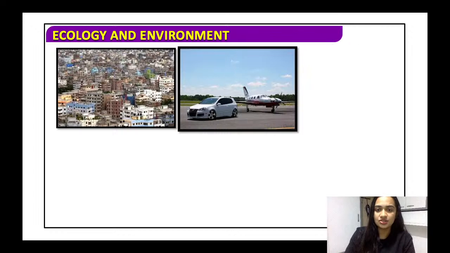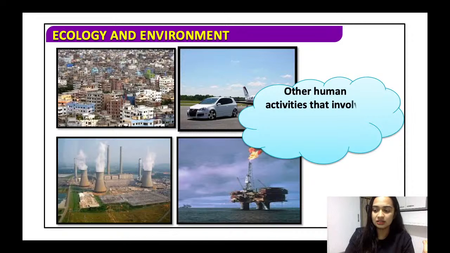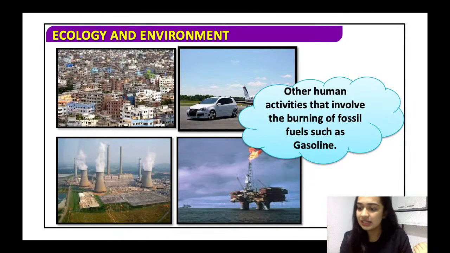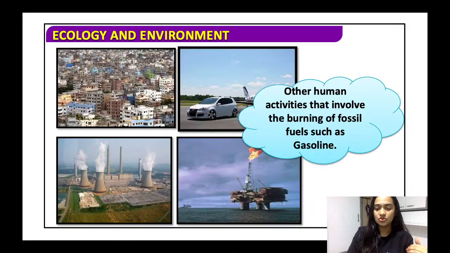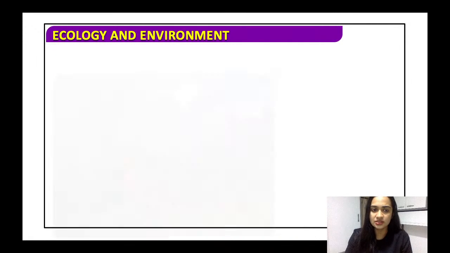So with rapid urbanization, what is happening? Automobiles, airplanes, factories, power plants, and all the activity is increasing. Okay, now other human activities, such as the burning of fossil fuels, gasoline. This is also another very integral part that contributes to a large amount of carbon dioxide. So carbon dioxide is turning out to be an important pollutant of concern because every sector is emitting carbon dioxide, and due to rapid development we are cutting down trees also.